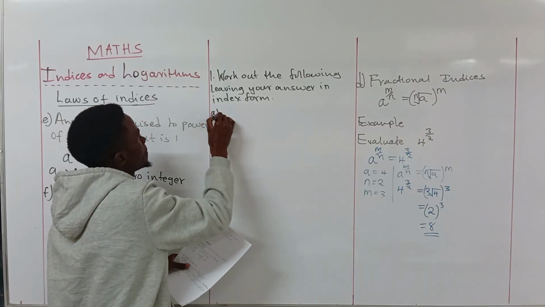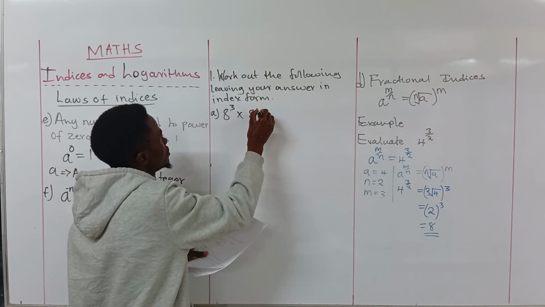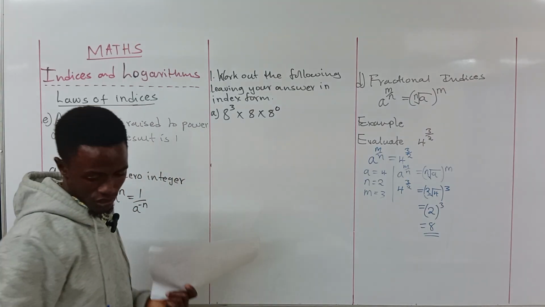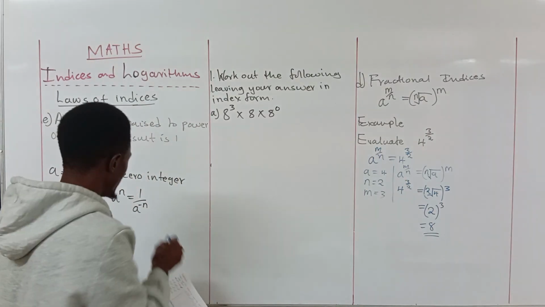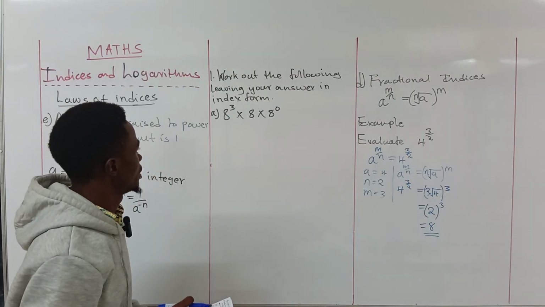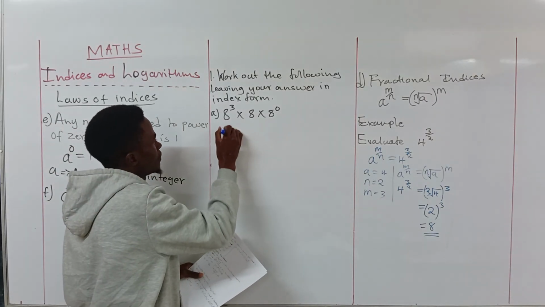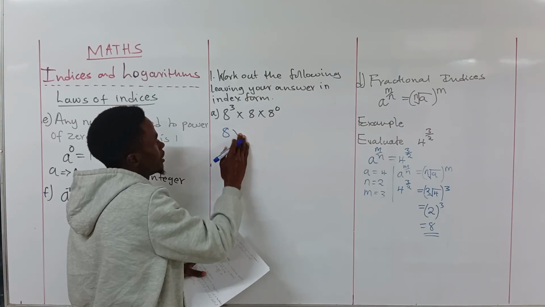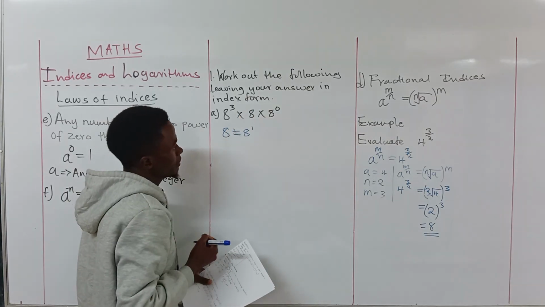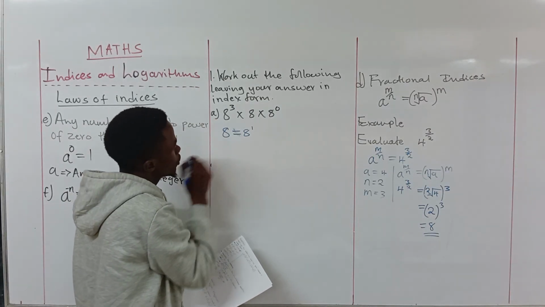So we have part A, which is 8 power 3 times 8 times 8 power 0. That is our first question. In this case, you need to understand that 8 is the same as 8 power 1. So there is a power 1 there, which means that we only have 8 as a single. So in that case, how do we go about it?